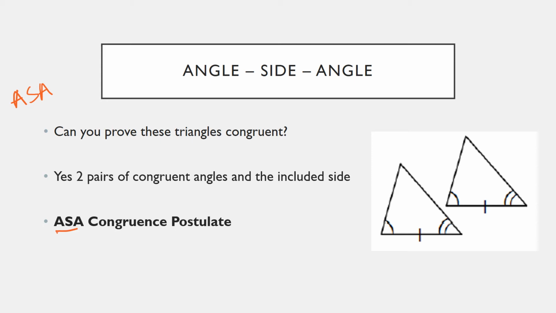Two pairs of congruent angles and the included side means that we would have the ASA congruence postulate. So this one's a little bit different because now instead of the two sides and the included angle, I have two angles and the included side. So make that a note. When the S is between the two A's, it's angle, side, angle. And so the side is between the two angles that are congruent.